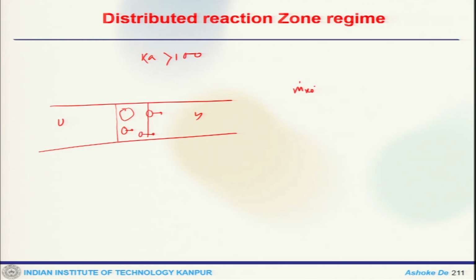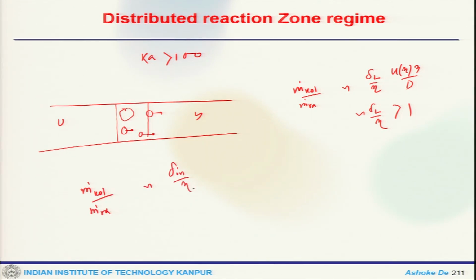So, in that case the Kolmogorov by m dot reaction would be delta L by eta, U eta by d, which is delta L by eta greater than 1, or m dot Kolmogorov reaction would be delta inner layer by eta, which is 0.1 delta L by eta, 0.1 Karlovich number half greater than 1. So, this is what happens in the reaction zone.